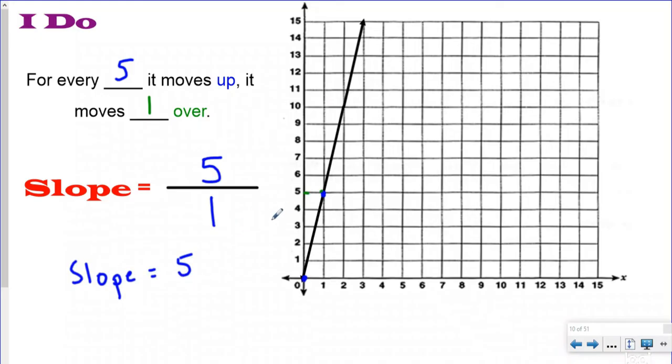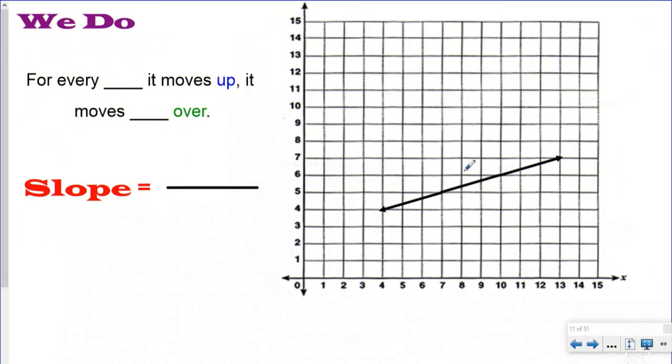And so when we're looking at the slope, we're looking at the ratio between the rise and the run. How much does it go up and down versus how much does it go over? We are building on our scale factor and equivalent ratio knowledge to now take this to finding the slope. Let's take a look at another one that's a little bit different.